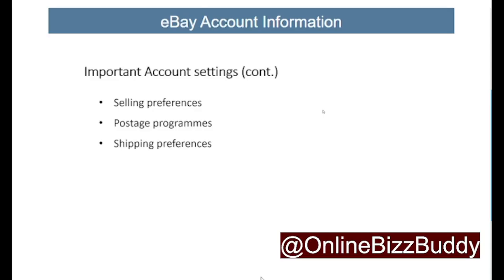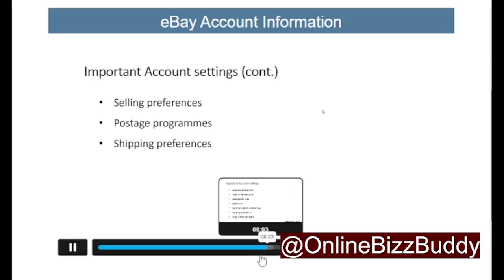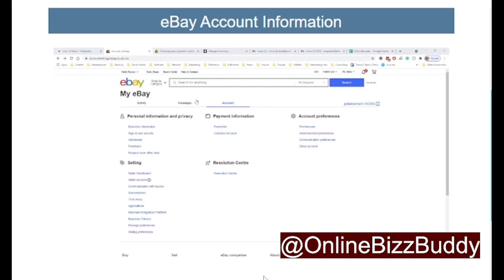Unpaid item assistant will cancel any unpaid orders, enabling you to claim back fees. Postage programs and shipping preferences set the postage programs you're enrolled with and your preferences when shipping items to your customers. The easiest way to access your account settings is from the top left hand corner. If you hover over your name and then go to account settings.